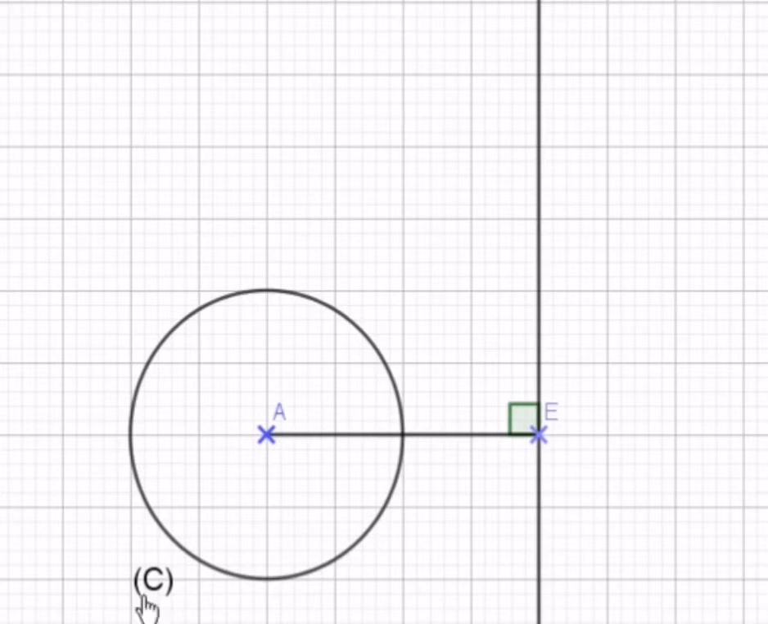Here we have a circle C of center A and radius 2 units. And we have this line. We want to know the relative position between these two objects.